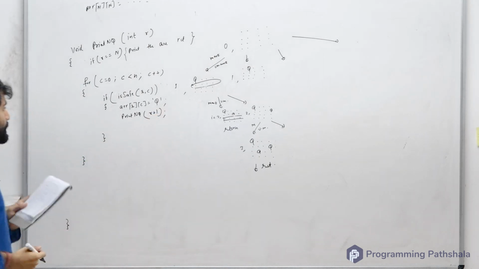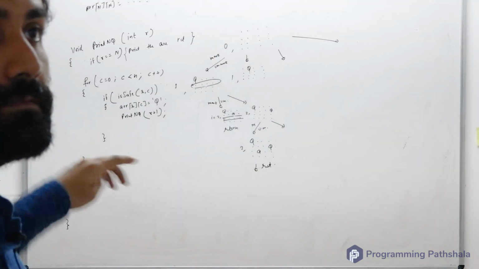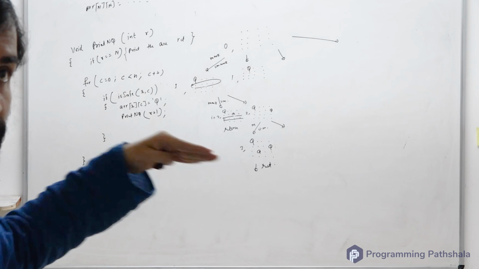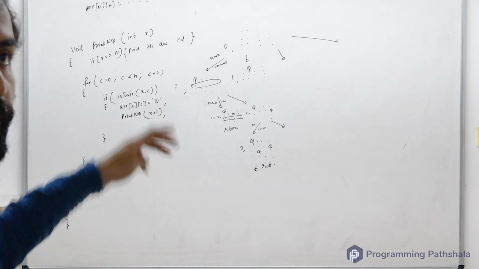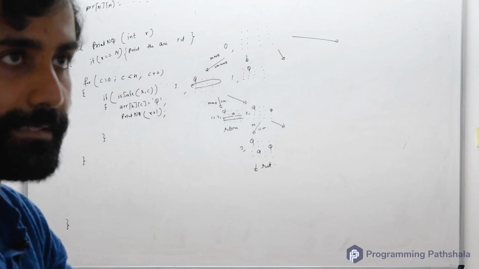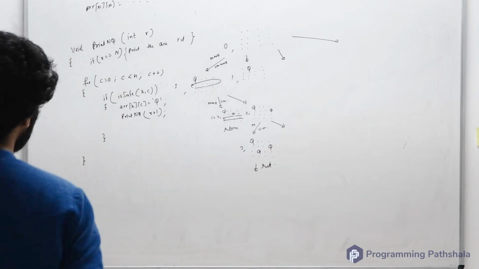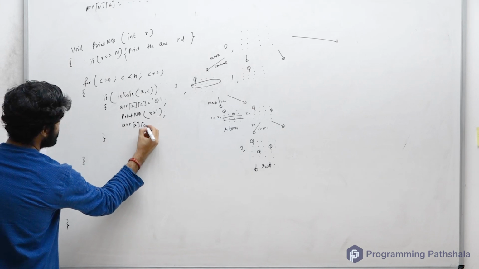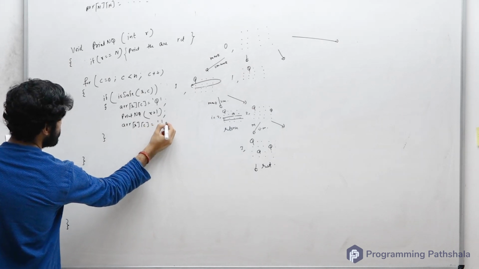Cool. Is anything missing in this code? I should also unmark, because I had many options in the rth row. When the first option has been completely visited, then before you visit the second option, you should unmark the cell that you have marked. So you should do array of rc equals to dot.